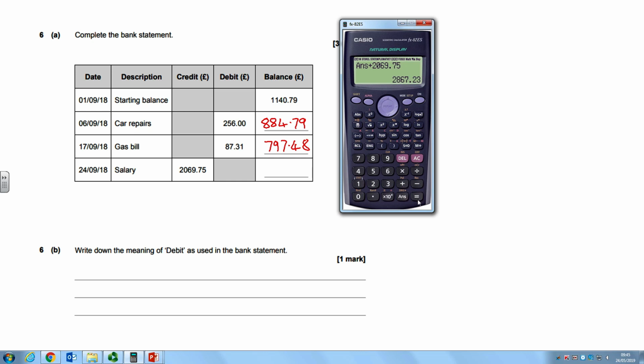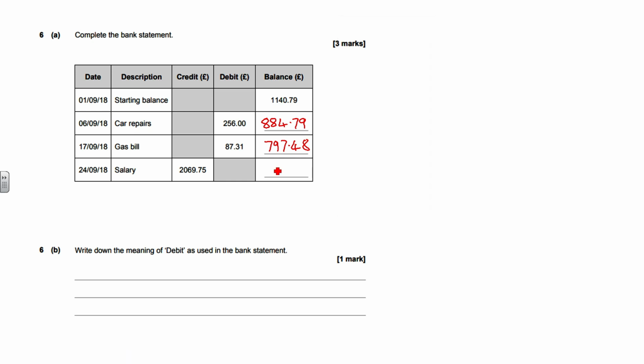So that's 2,867.23. So here where it says, what is the meaning of debit as used in the bank statement, we would say money that is taken out, or spent.